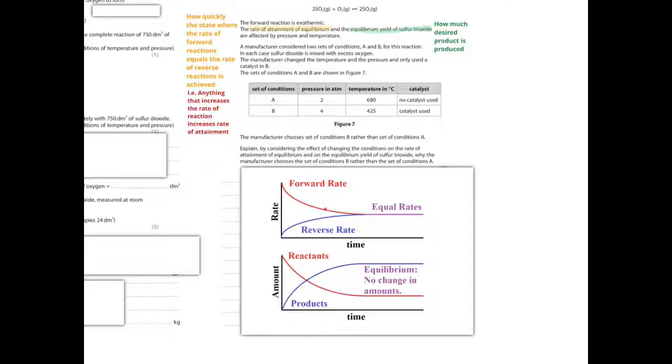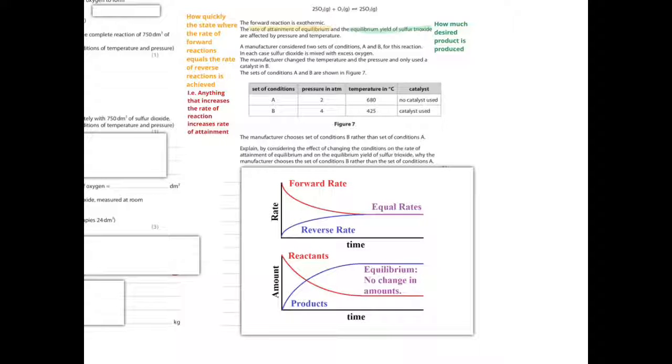After a while, you get a certain amount of reactant being used up to make the product, and then the product forming the reactant again. And there'll come a point where this starts happening at the same rate. So when that happens, we've attained equilibrium. That's equilibrium rate. So how quickly this happens, this process here, like whether it's like this or like this, that is the rate of attainment of equilibrium.